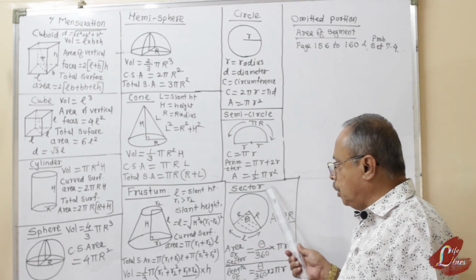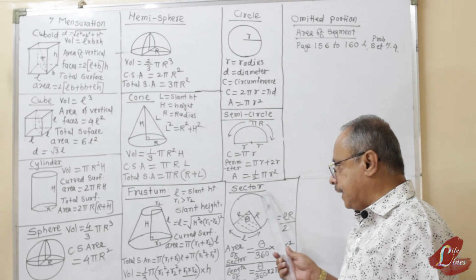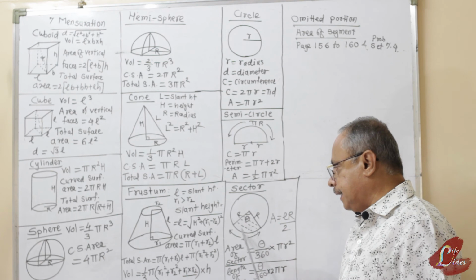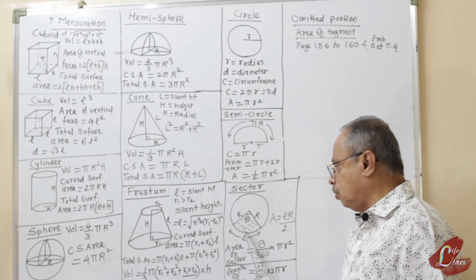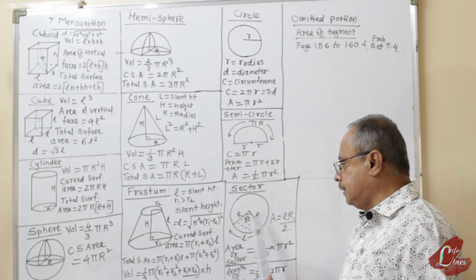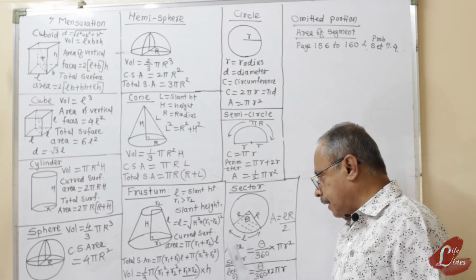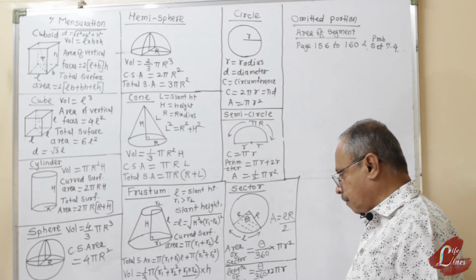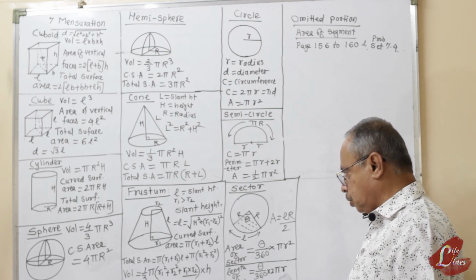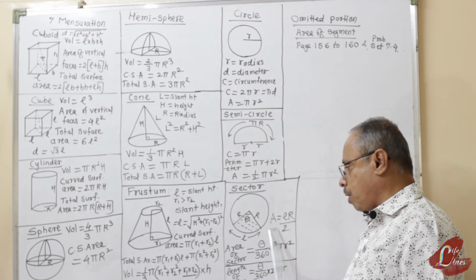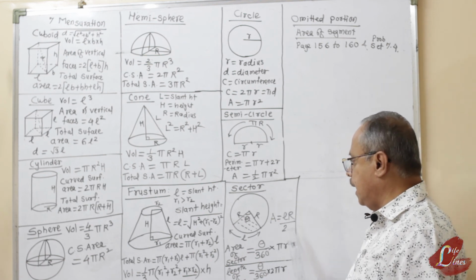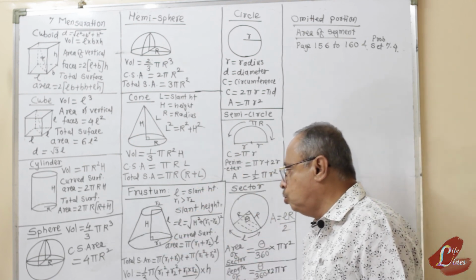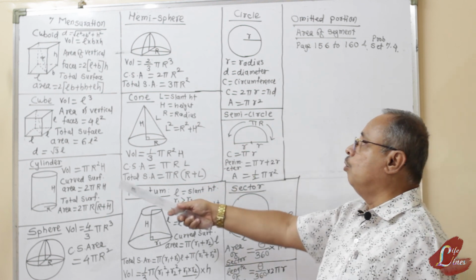This is a new concept, that is sector. If the circle is cut in between at the center like this, this portion is called a sector. R is the radius. If theta is the central angle, then area of sector is theta upon 360 into pi r square. Length of sector is equal to theta upon 360 into 2 pi r. And we have one more formula, area of sector is LR upon 2. If you substitute the values in this formula, you will get full marks.